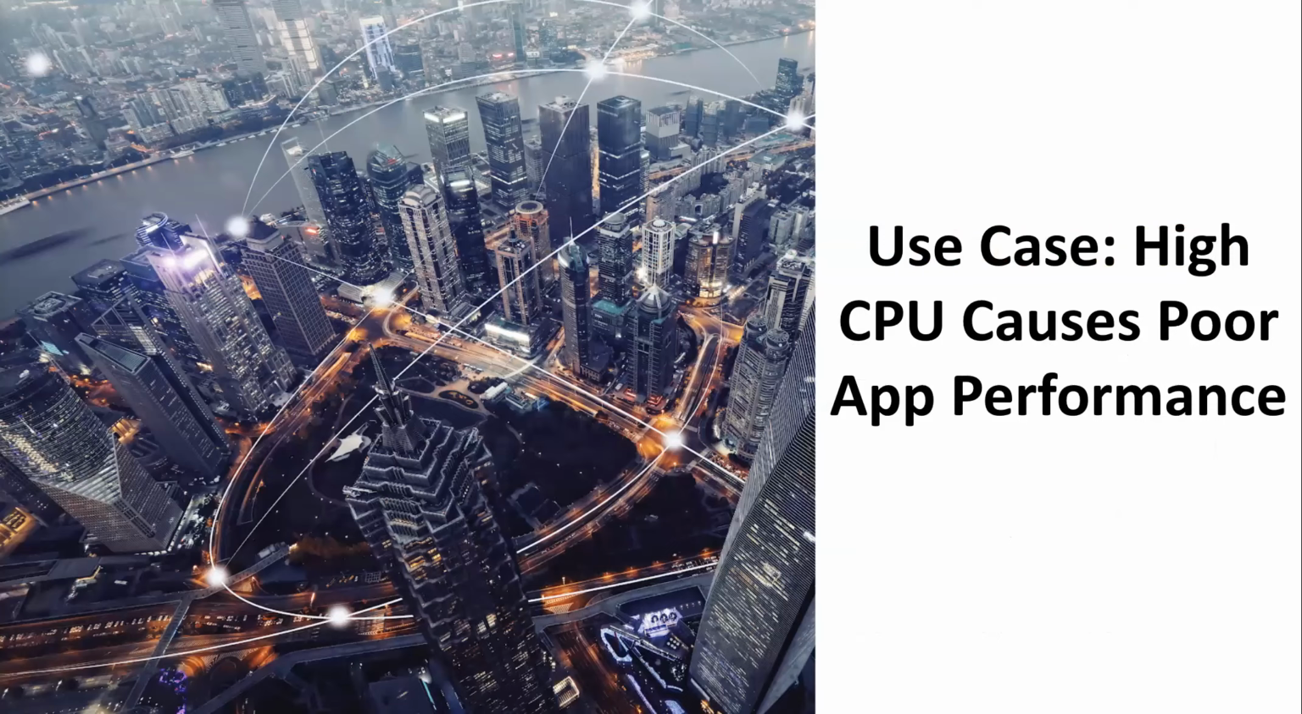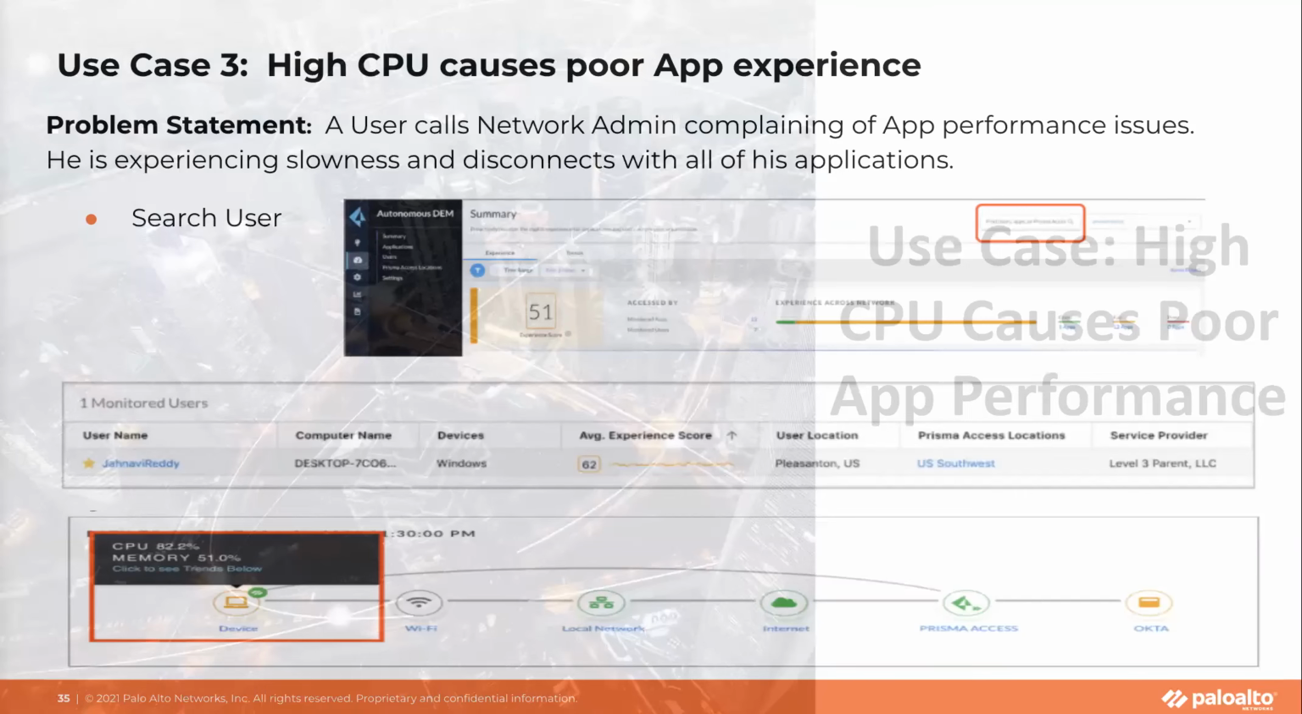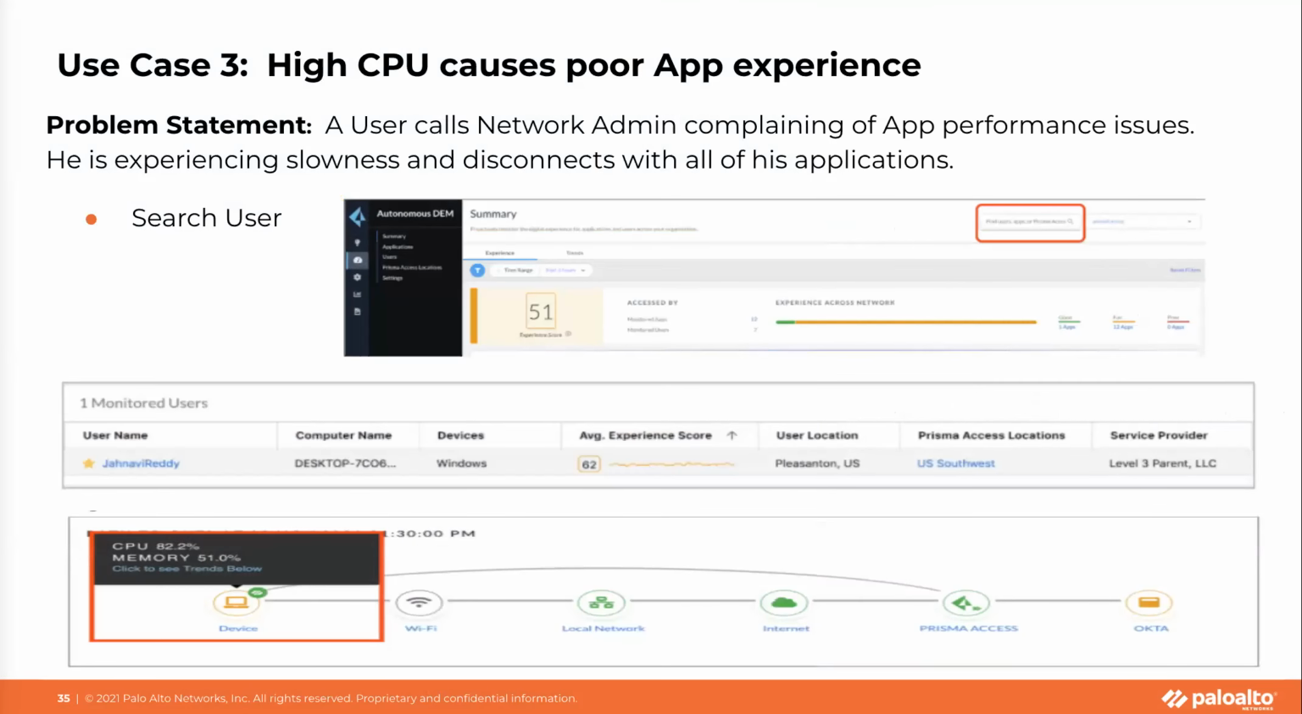Another use case is high CPU causing poor app performance. Consider a situation where a user calls the network admin complaining of app performance issues. He's experiencing slowness and disconnects with all of his applications. The network administrator logs into the ADEM portal, searches the username in the summary dashboard, and then sees the user's link.